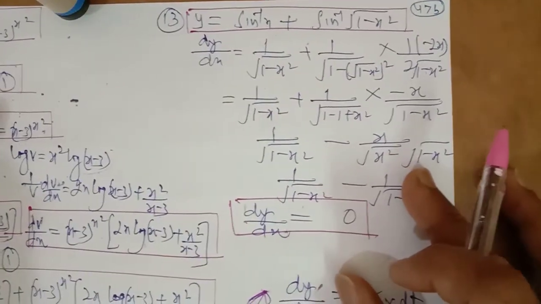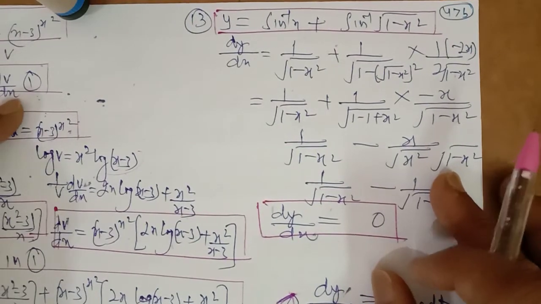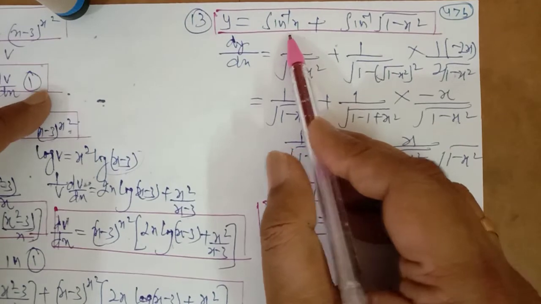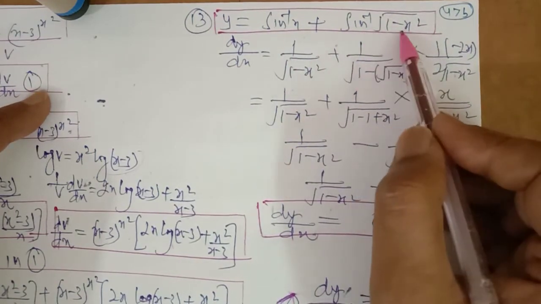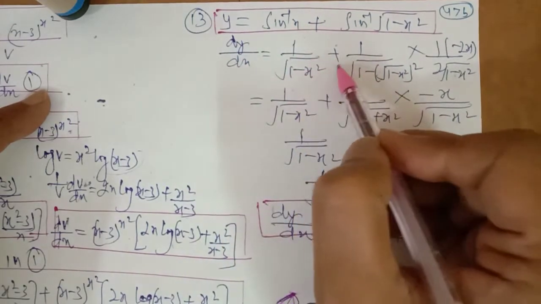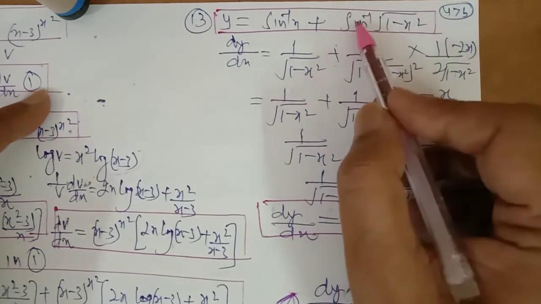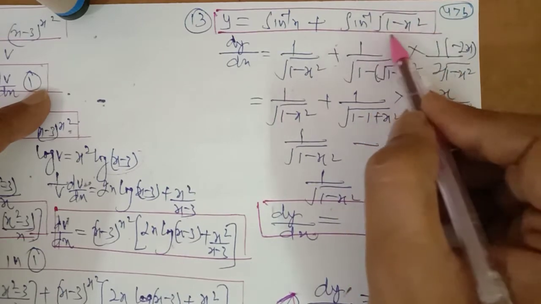Similarly, it's a different question, question 11. Now in this, you can easily differentiate without taking the log, because you know the derivative of sine inverse x is 1 upon under root 1 minus x square. So dy upon dx will be equal to 1 upon under root 1 minus x square, plus differentiate this considering it as a composite function. First of all, differentiate sine inverse, then multiply by the derivative of this.